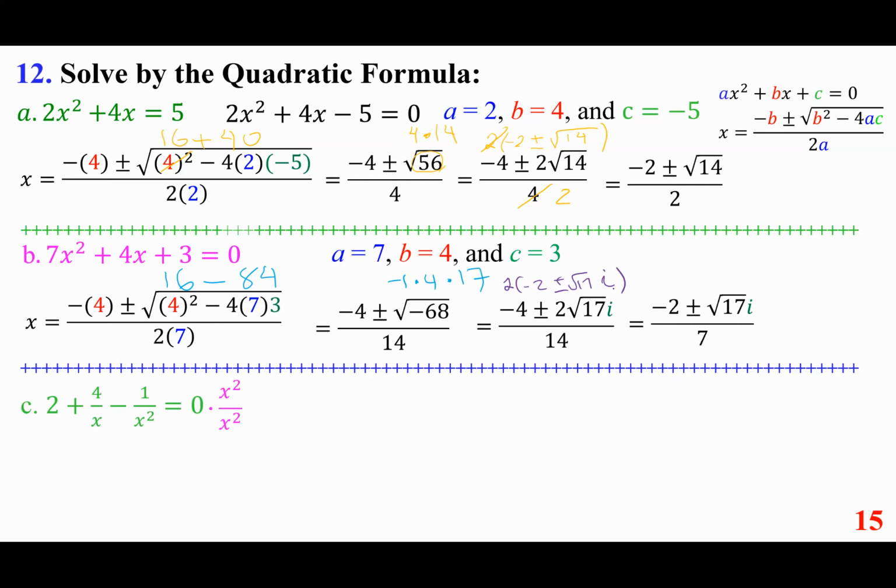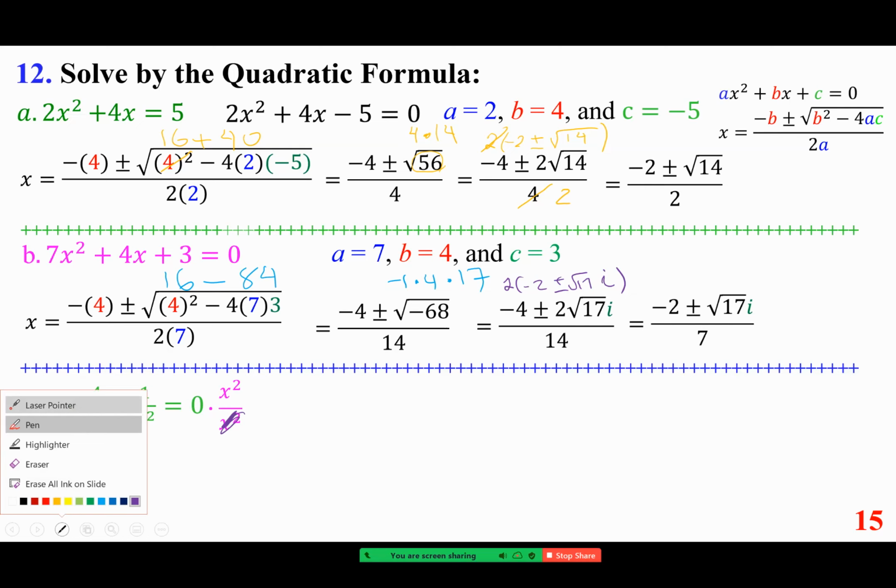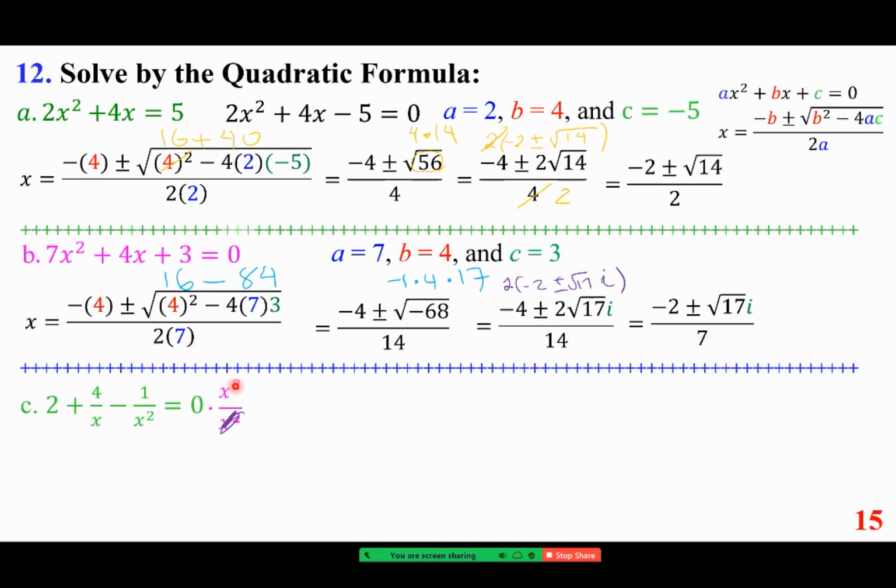When we do that, the right side is 0 and it doesn't change. Just x squared is fine. This gives you 2x squared. The reason it's fine is because you're multiplying both sides by x squared. When you multiply these two, you get 4x. When you multiply these two, you get -1. And now you can use the quadratic formula. So you're not multiplying by x squared over x squared, you're multiplying by x squared only.